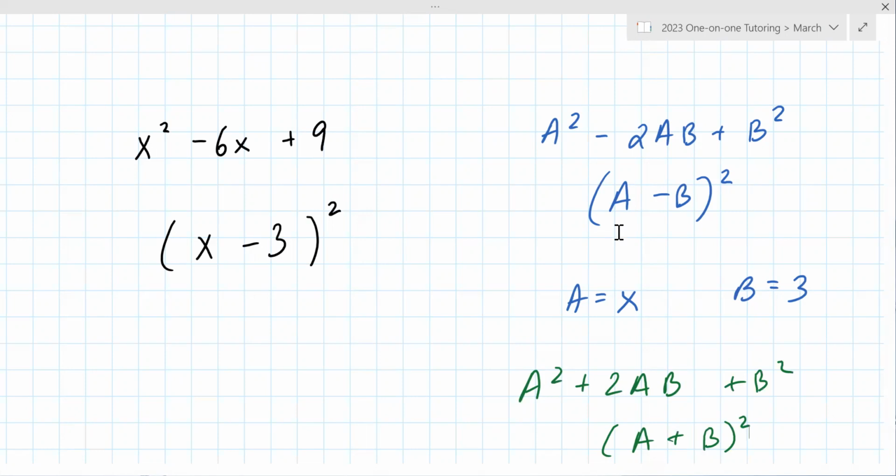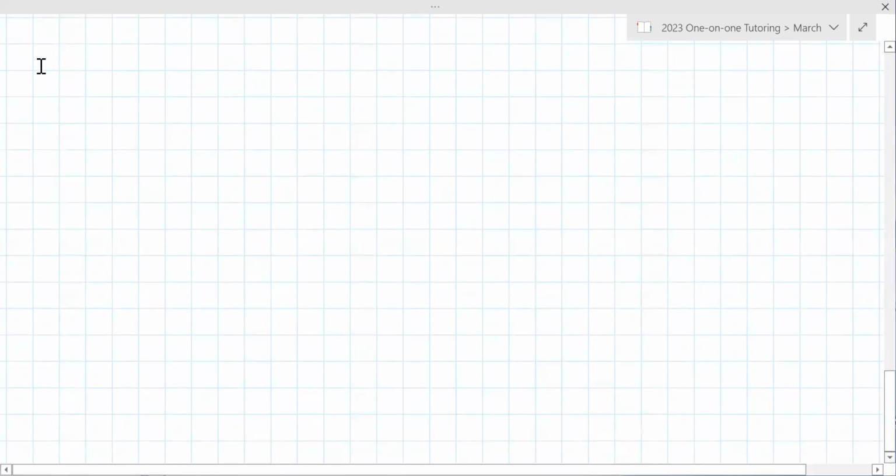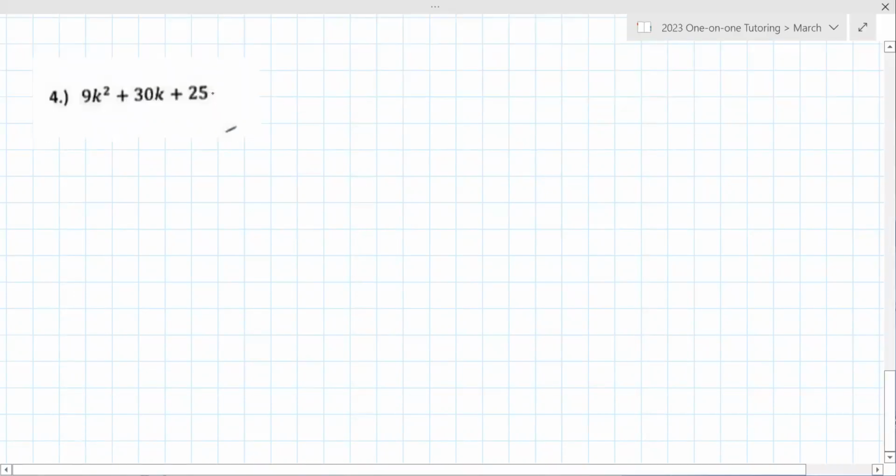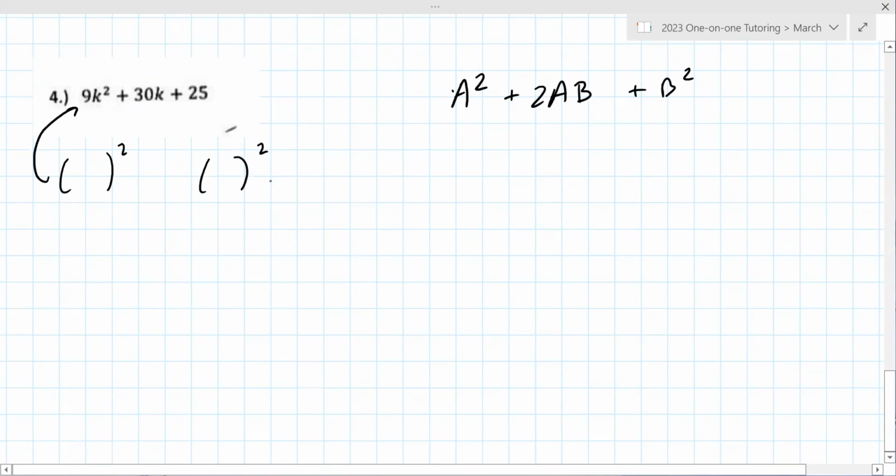Any questions on that? No. All right, so let's go to number 4. This is also a perfect square trinomial, and it really does help that I'm telling you that, but the identification is key here. This is an a squared plus 2ab plus b squared. So you're trying to figure out what squared gets you back to 9k squared, and what squared gets you back to 225.